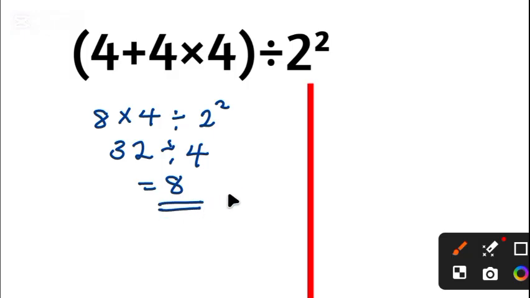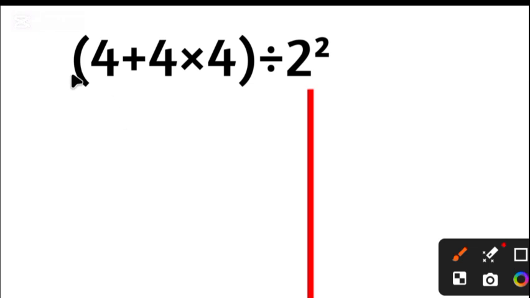Simple, right? But this answer is wrong because we have different operations here: parentheses, addition, multiplication, division, and exponent. We have to follow the order of operations to avoid mistakes. And for the order of operations, we are going to use PEMDAS to represent it.